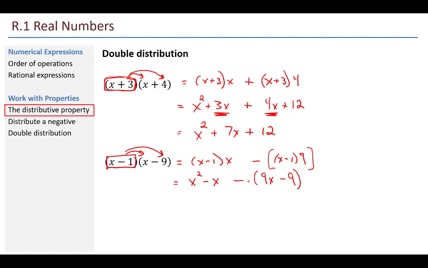Now I can distribute the minus across, and I get x squared minus x minus 9x plus 9. Do I have any like terms? I have a minus x and a minus 9x. So I have a minus 1 and a minus 9 is going to give me minus 10. So x squared minus 10x plus 9. There is my answer. And that ends our first lesson, Unit 1 on the real numbers.